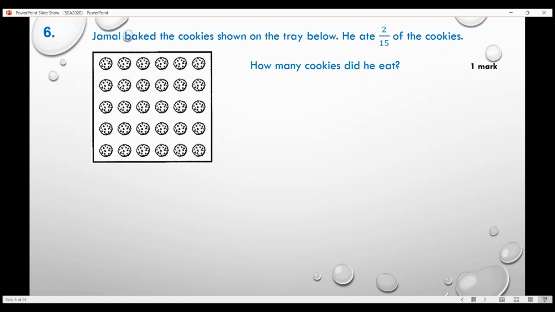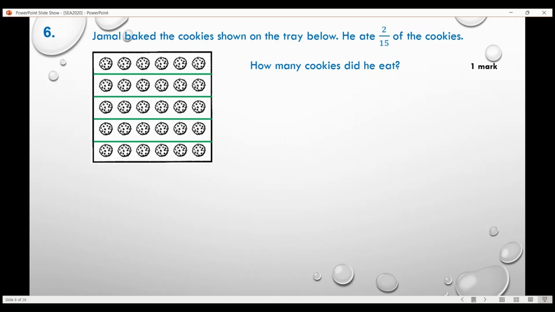And there are a couple different ways to do this. One of the ways we can look at identifying it is by splitting up the tray, going across horizontally. So let's do that. So we'll have one part, 2, 3, 4, 5. So we've split it up horizontally into 5 parts. Each of these parts has 6 cookies, and each of these parts is 1/5 of the tray because there are 5 parts to make the entire tray.